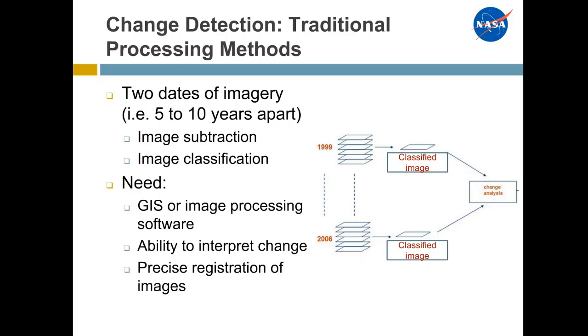Image classification requires that both dates of image stacks consisting of multiple bands be classified first to identify land cover classes by pixel. Then, using a pixel by pixel comparison, change between land cover types can be detected. For both these methods, it is very important that the images are precisely registered to each other. For both methods, you need GIS or image processing software. You also need to know the area well enough to interpret the change because the software will not do that for you.